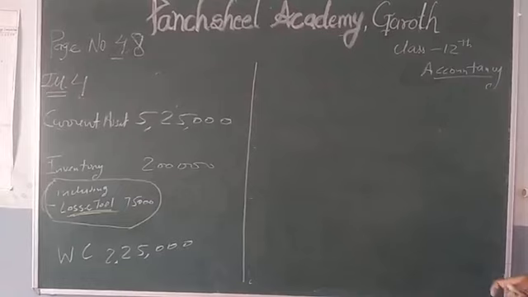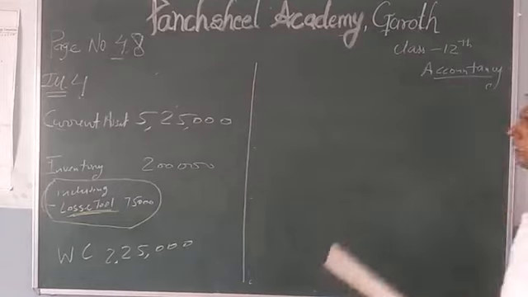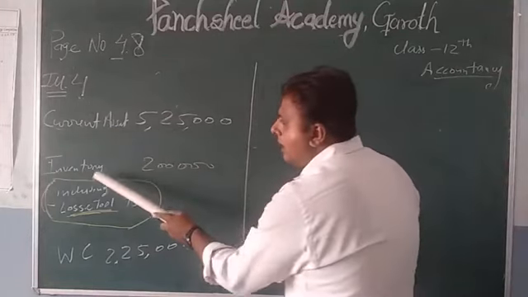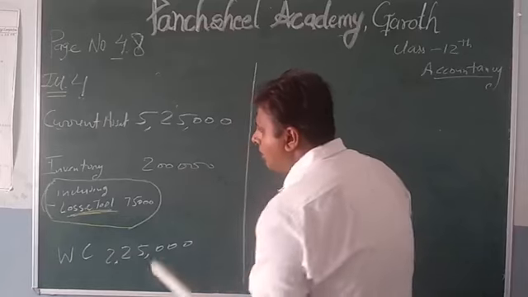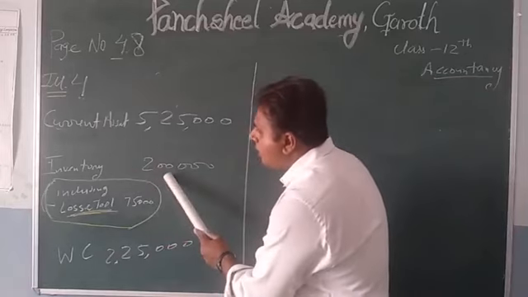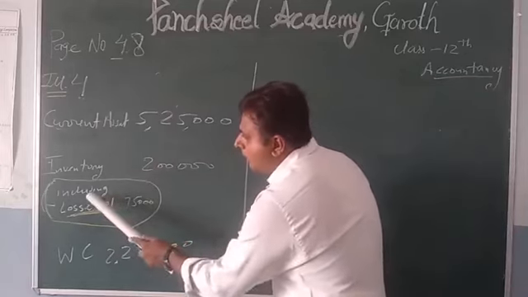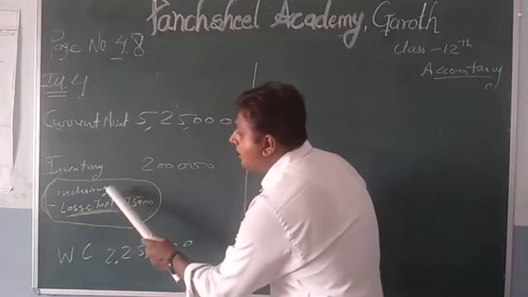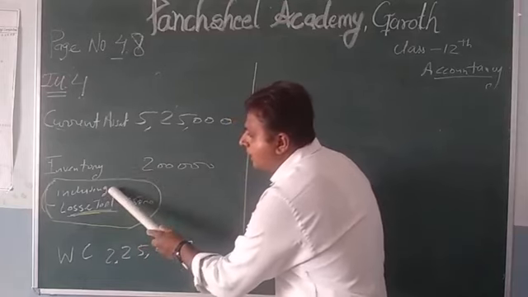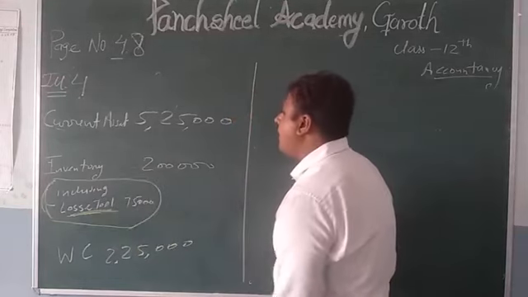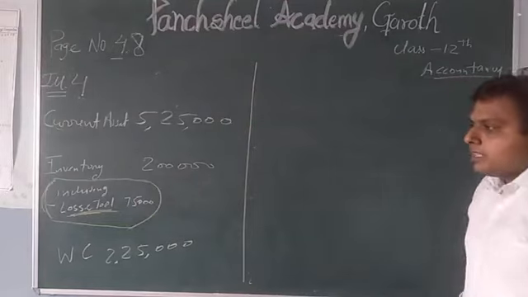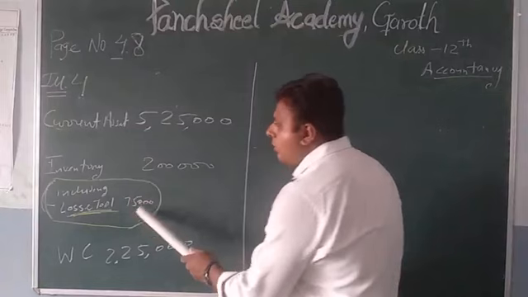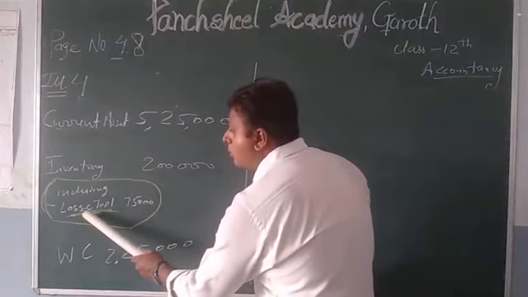Okay, moving to the fourth illustration. Here, current asset is given 5,25,000. Inventory is given 2 lakh. But something is added here: including, that means in inventory something is included. Loose tools of 75,000 are already included in 2 lakh. What is included in inventory? Loose tools.